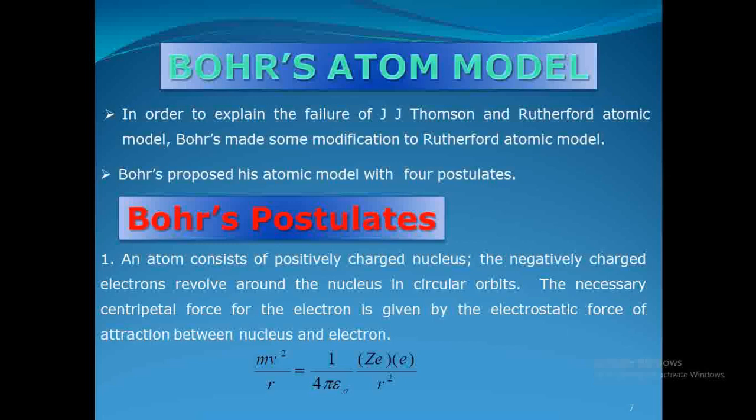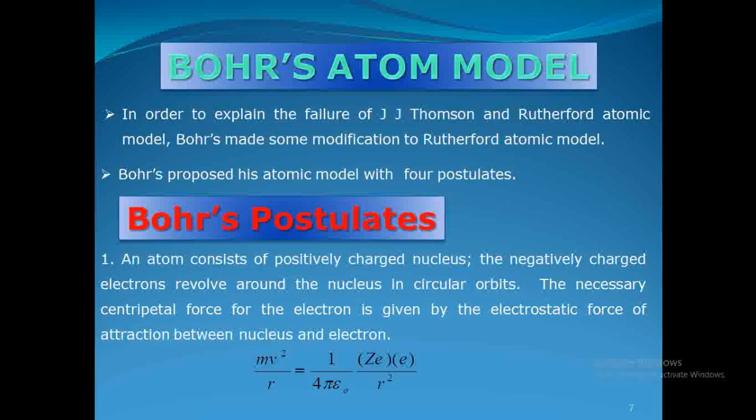If the electron is revolving in a circular orbit of certain radius r, then the distance is r. q1 is the charge present on the nucleus, and q2 is the charge of the electron. The charge of the electron is e, and the charge present on the nucleus is Z into e. So what is Z here? Z is the atomic number.